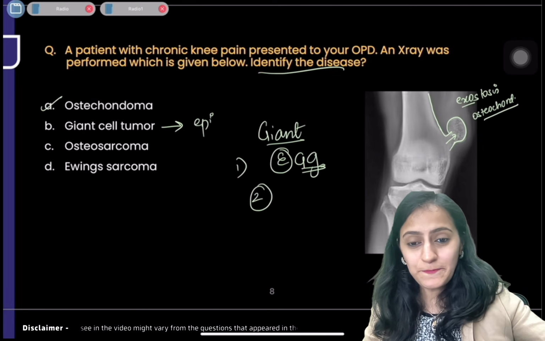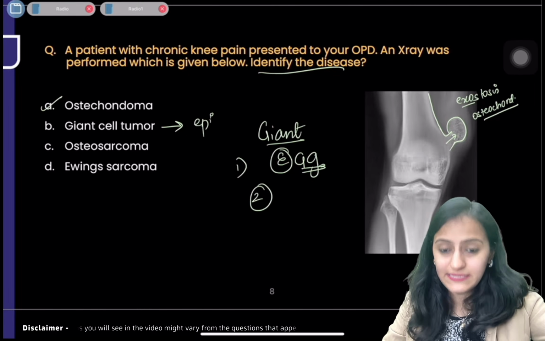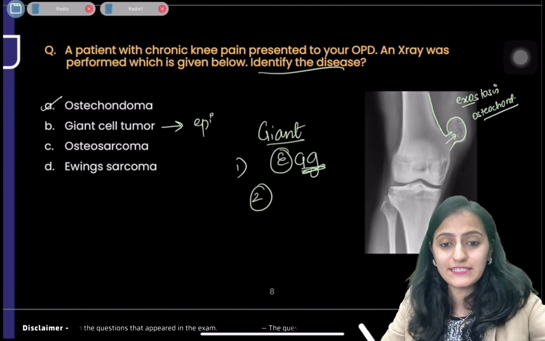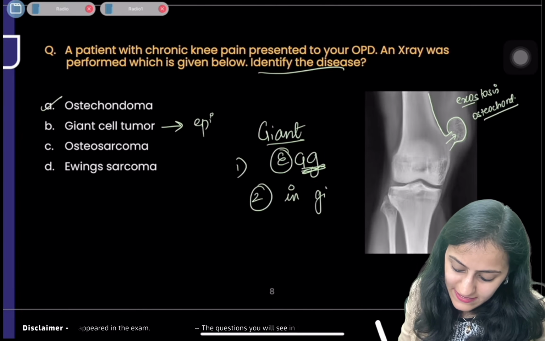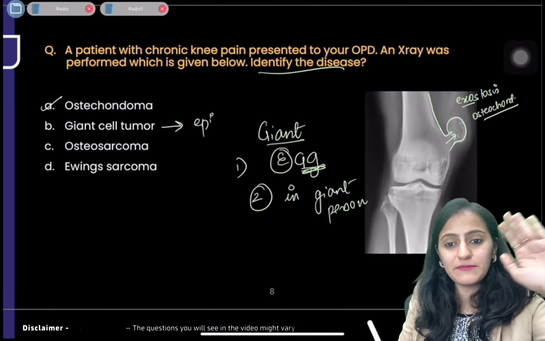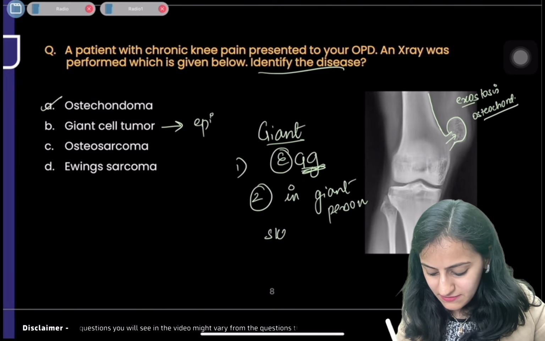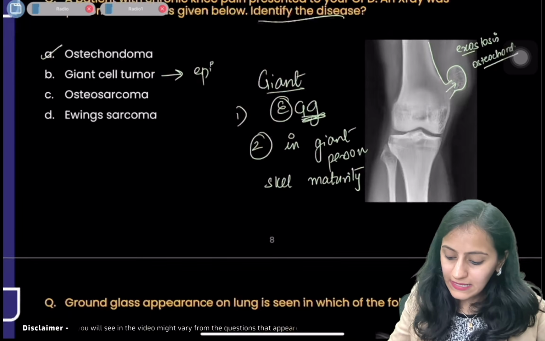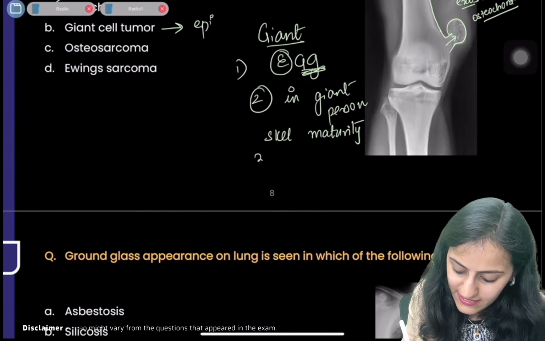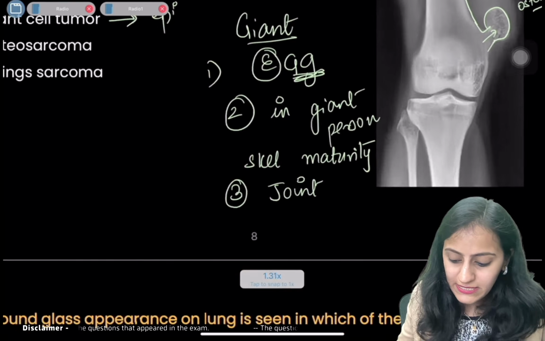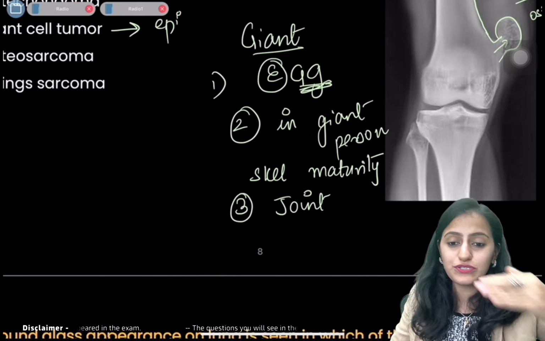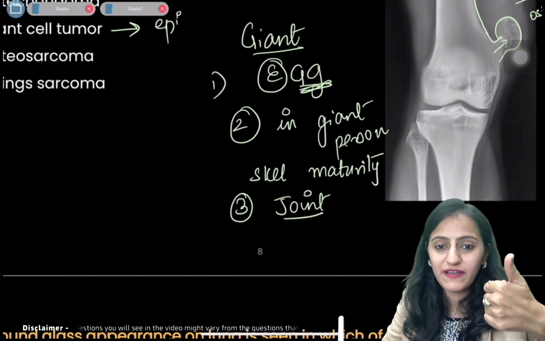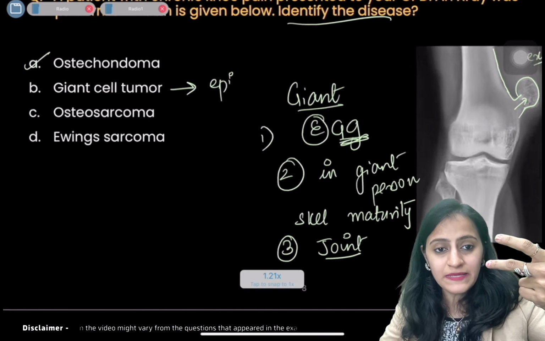Great. So giant cell tumor, the points I was telling you: giant, remember, egg. Epiphysis is giant cell tumor. Remember, giant cell tumor occurs in a giant person. Giant person means it occurs in an adult after the skeletal maturity. Next, remember that giant cell tumor involves the joint. The only tumor which is known to go till the joint surface, the articular surface, is the giant cell tumor. So egg, epiphysis, giant person, and involves the joint.